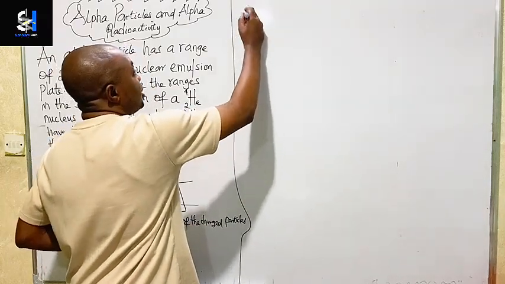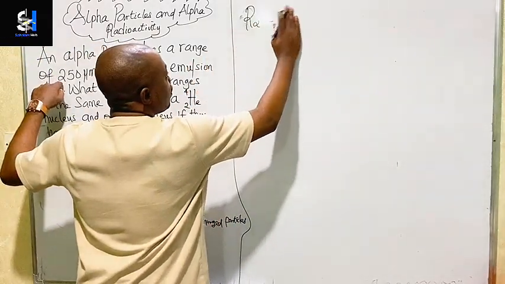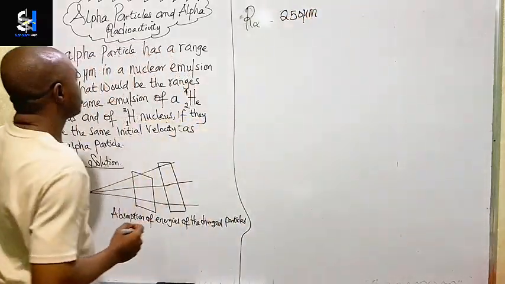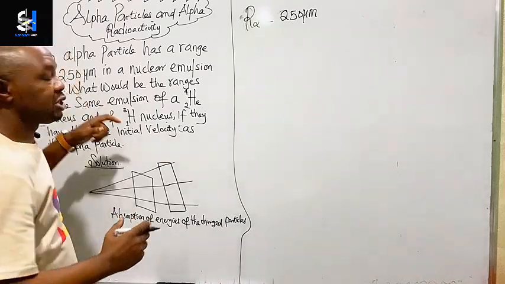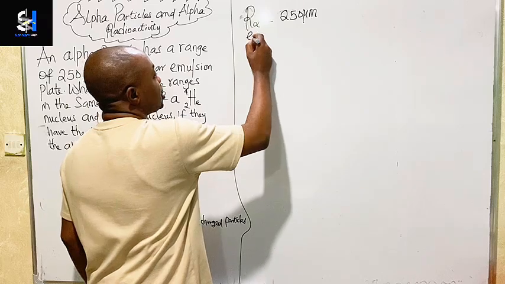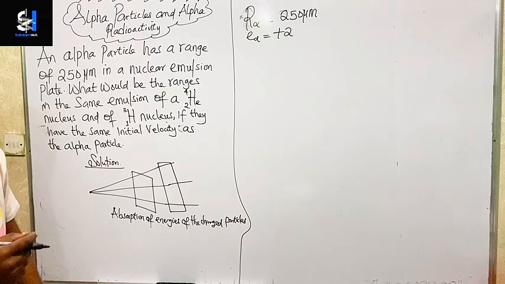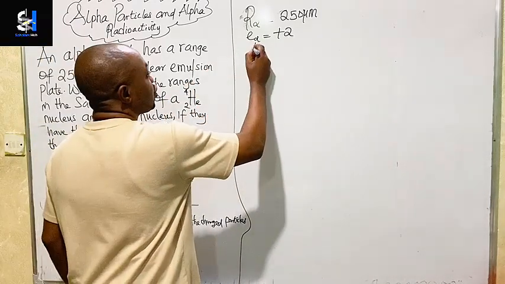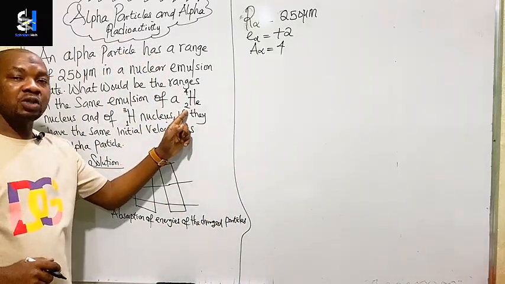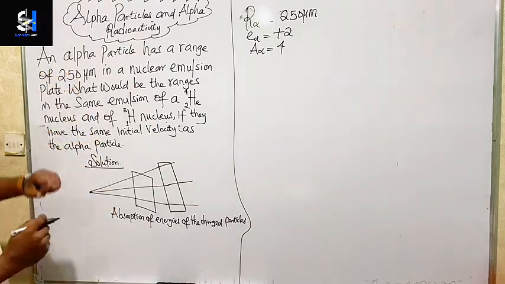When we talk about range, we have the range of the alpha particle, which is given here as 250 micrometers. We know that the charge on the alpha particle is plus 2, and the atomic mass of the alpha particle is 4. This is the atomic mass, and this is the atomic number. That is the information we have for the alpha particle regarding this question.